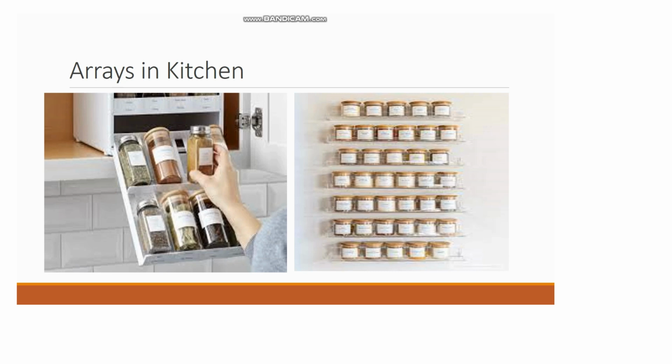Also, you can take any spice from any location. That means the first location will be 0, then 1, 2, 3, 4. You don't have the restriction that first you should take the 0th location spice, then you can go for the first location. No, randomly you can pick up any spice bottle and use it. So this is the important feasibility of arrays. That means you don't have to visit the array right from the start, and you can directly pick up any particular spice bottle.